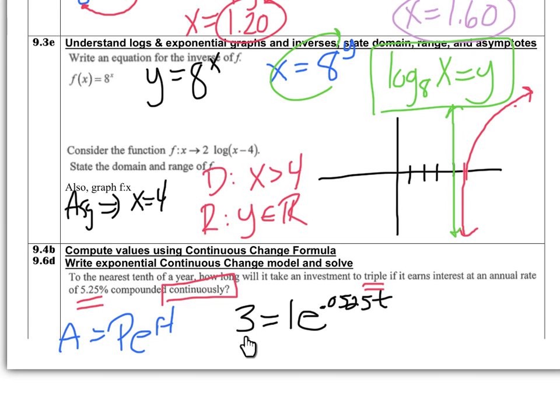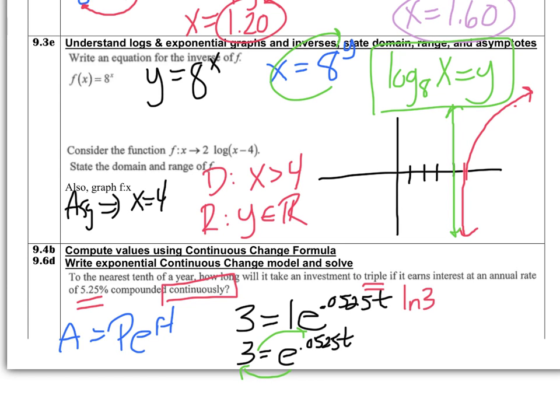Well, 3 divided by 1 is still 3. So really, we just have 3 equals e to the 0.025t power. Now we just need to rewrite this as an exponent, or as a logarithm. So it's log base e of 3 equals that. But remember, log base e is the natural log. So I'm just going to say natural log of 3 equals this as a shortcut.